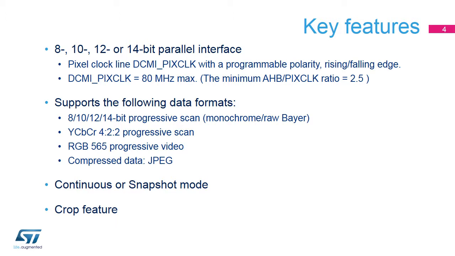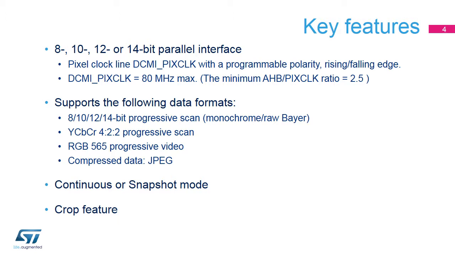The camera interface has a configurable parallel data interface from 8 to 14 data lines, together with a pixel clock line, DCMI PIXCLK, with a programmable polarity, rising-falling edge configuration, and a maximum DCMI PIXCLK of 80 MHz. DCMI PIXCLK and AHB clocks must respect the minimum ratio AHB to PIXCLK of 2.5. So this camera interface can achieve a data transfer rate of up to 140 megabytes per second using an 80 MHz pixel clock and 14-bit data.